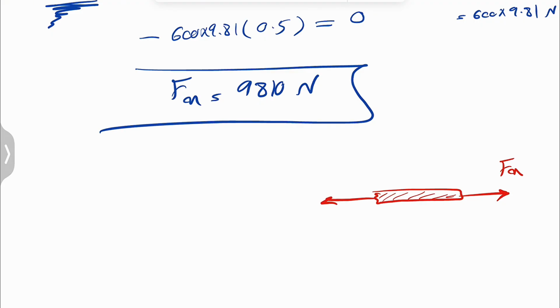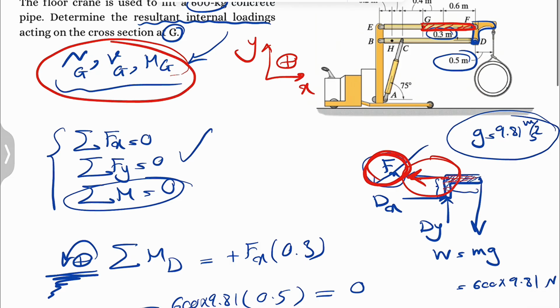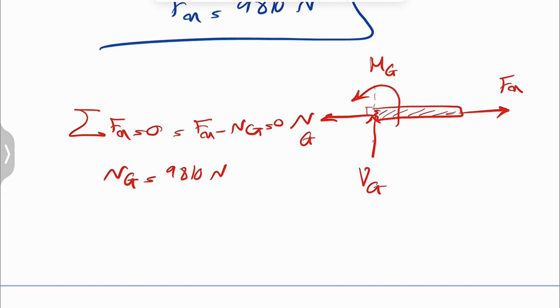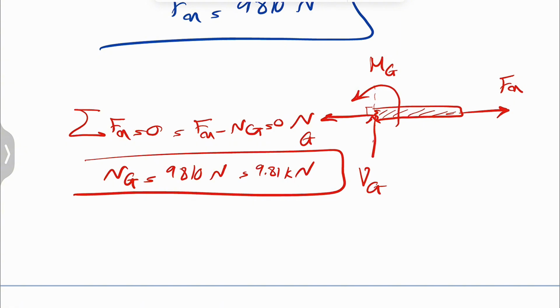That's going to be the normal force, perpendicular to this. So normal force at G, and consider one shear force and one bending moment MG, and these are the three unknowns that the question is asking us. If we go with sum of all forces in x equals 0, we can see that Fx minus NG equals 0. So NG is basically what we found for Fx, which was 9,810 newtons or 9.81 kilonewtons. So that's the normal force.